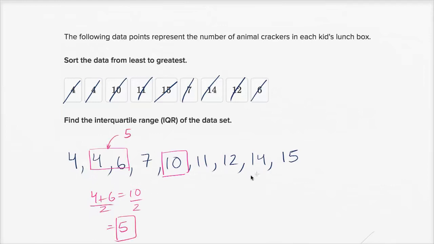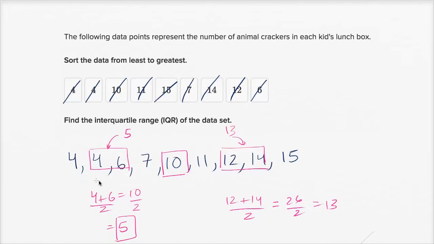And then the middle of the second half, I'm going to have to do the same thing. I have 4 numbers, so I'm going to look at the middle 2 numbers. The middle 2 numbers are 12 and 14. The average of 12 and 14 is going to be 13. If you took 12 plus 14 over 2, that's going to be 26 over 2, which is equal to 13. But an easier way for numbers like this, you say, hey, 13 is exactly halfway between 12 and 14. So there you have it.